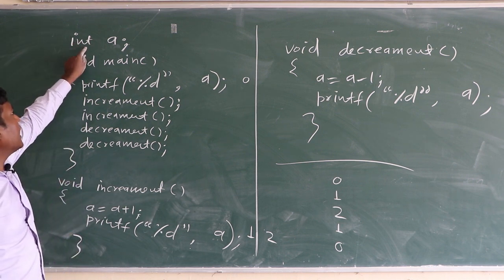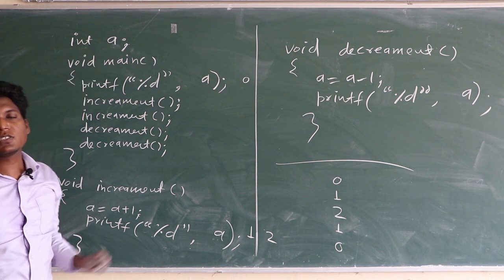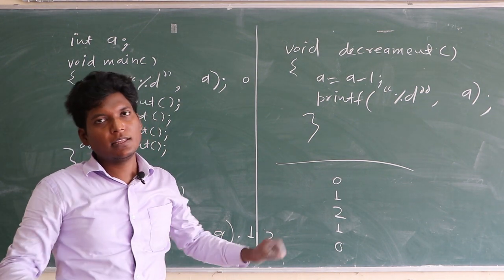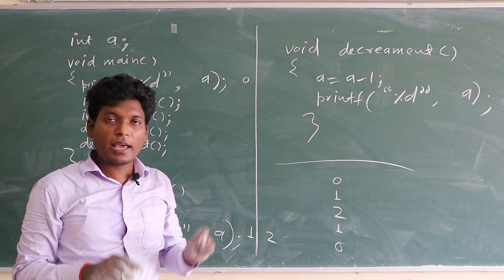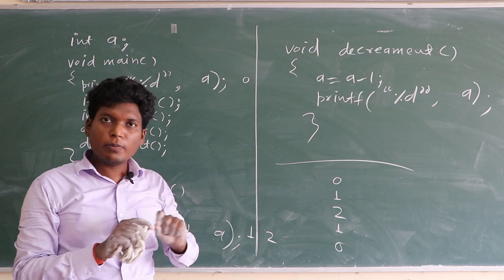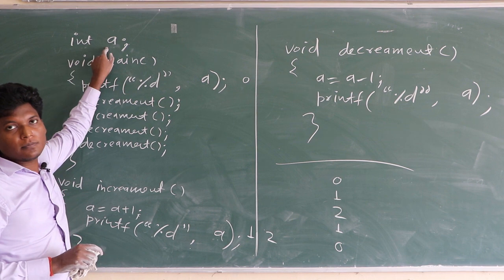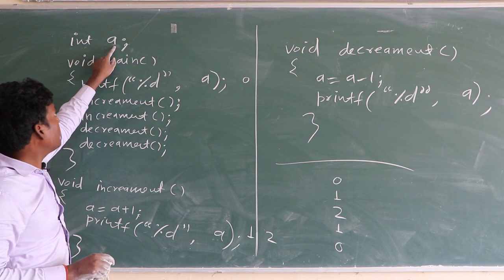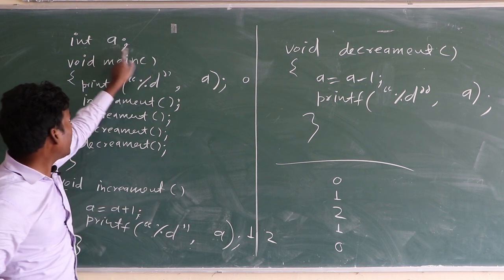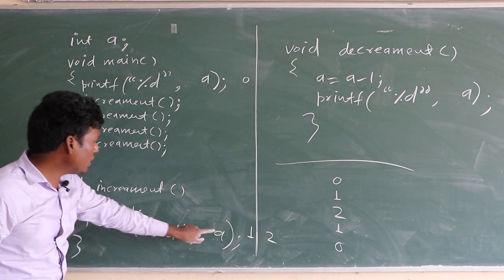Class again, int a is declared before the main, so int a becomes the global variable. A global variable is present everywhere in the program, which means it has scope everywhere. Any function, any line, any printf, any operation can use the global variable, and its update will reflect everywhere.